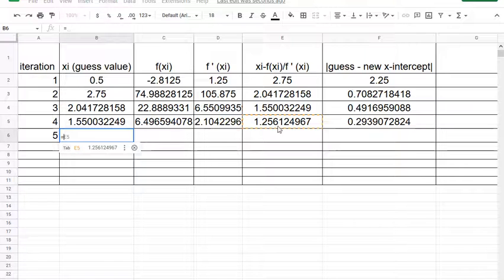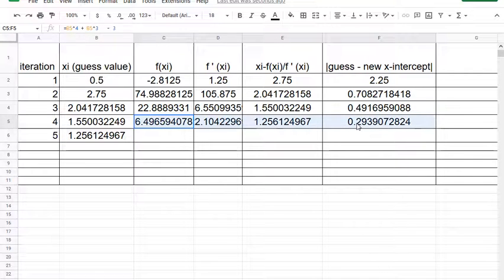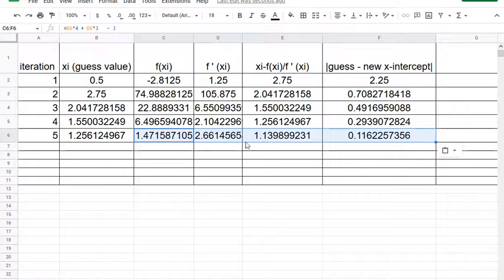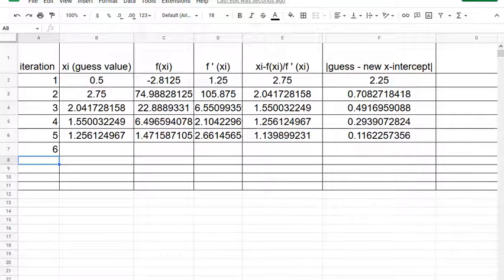And the guess will be this value right here. And then copy, Control C, and then Control V. At the end of the fifth iteration, the x-intercept of the fifth tangent line is 1.13. The difference between x sub i and the x-intercept is still too large, and so we go to iteration number 6.